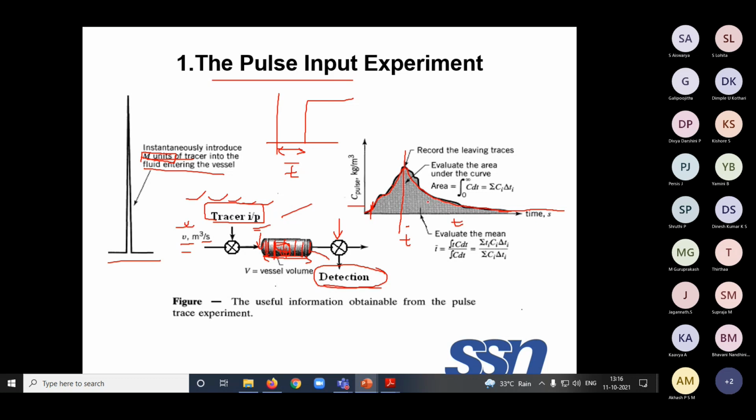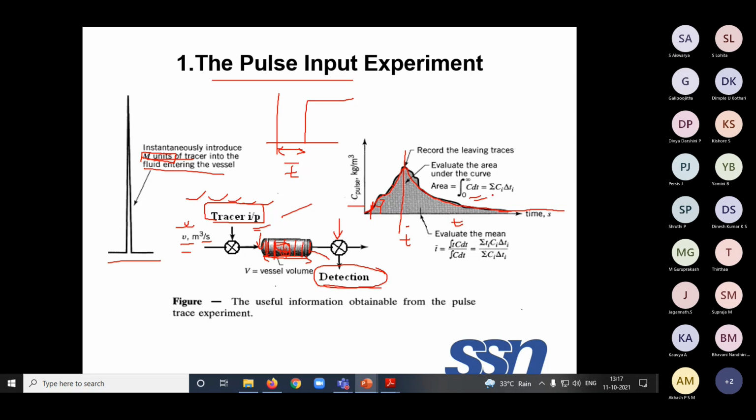The area under the curve should be giving you the volume of this fellow. That is how much you are putting. So evaluate the area under the curve. Area is nothing but integral 0 to infinity C dt. So C1 dt1 plus C2 dt2, C3 dt3, like that it goes on. So you have to calculate the area under the curve. Either you can use Simpson's rule or you go for a number of rectangles and then average it out. Simpson's 1/3 rule or 3/8 rule or whatever, you can calculate the area under the curve, right?